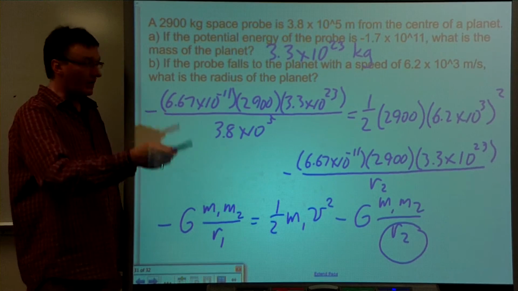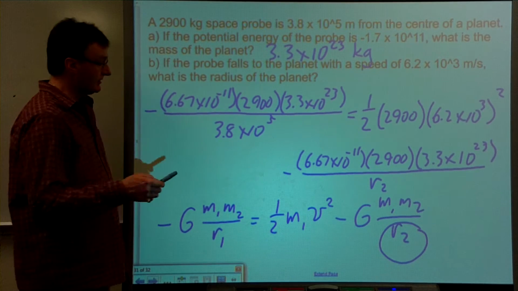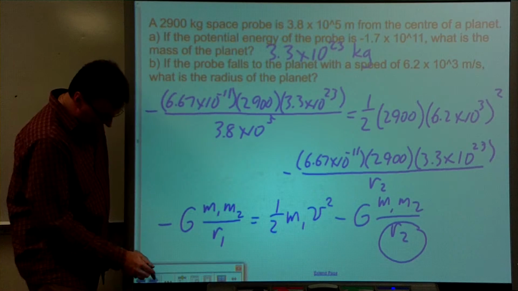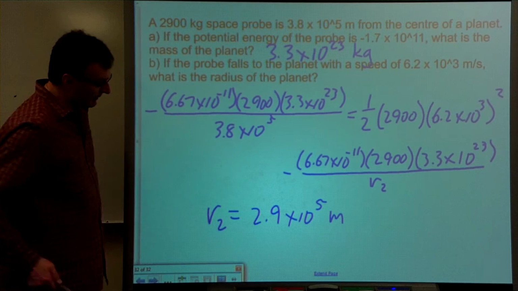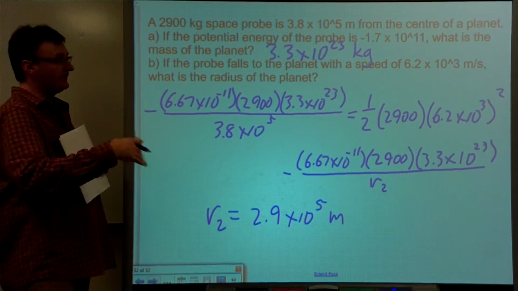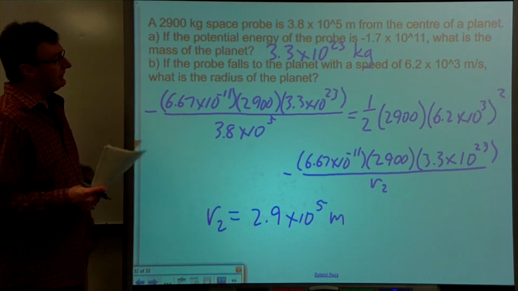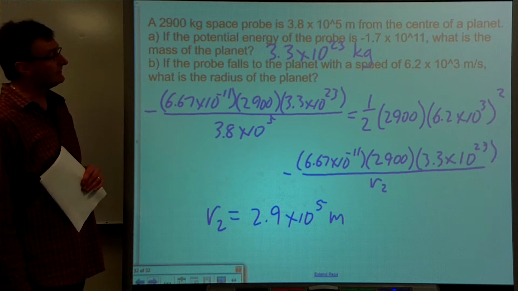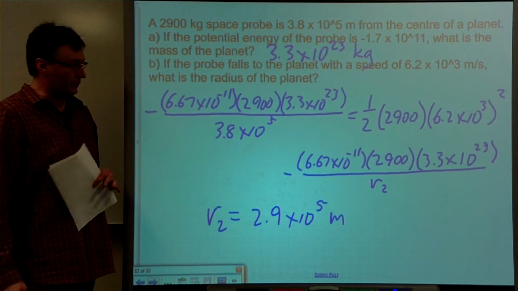Now, I'm not going to go through all the steps of solving. I assume that you can do the arithmetic here and solve for R2. And when you do, you get R2 equals 2.9 times 10 to the 5th meters. So this is actually a fairly straightforward kind of question. It makes use of potential energy when you're above the surface of the Earth or another planet, and it makes use of the conservation of energy as well.